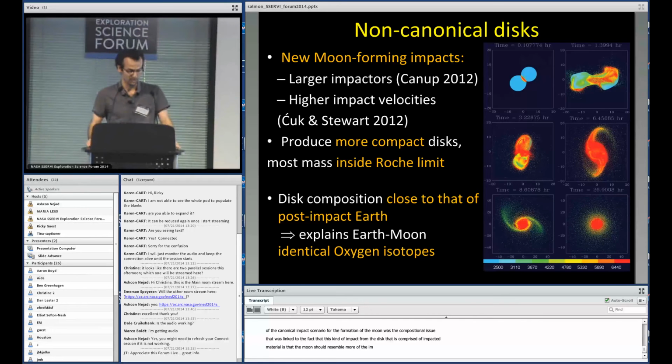So an alternate kind of impacts called the non-canonical have been proposed in 2012, involving either larger impactors, a scenario proposed by Robin Canup, or small impactors but with very high impact velocities, as proposed by Chuck and Stewart. These impacts produce more compact disks, where most of the mass of the disk is located inside the Roche limit, and they have the great advantage of forming a disk with a composition that is close to that of the post-impact Earth, which could naturally explain the Earth-Moon isotopic similarities, in particular for oxygen.